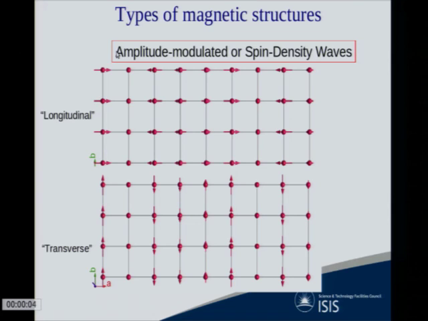For example, modulated structures. This one is an example where the size of the ordered component of the spin, or the orbital component, is modulated in space. This can be a longitudinal modulation where the amplitude changes as you move from one unit cell to the other. And this one is exactly the same way, but it's transverse. So here the direction of the spin is perpendicular to the wave vector, and this one is parallel to the wave vector.